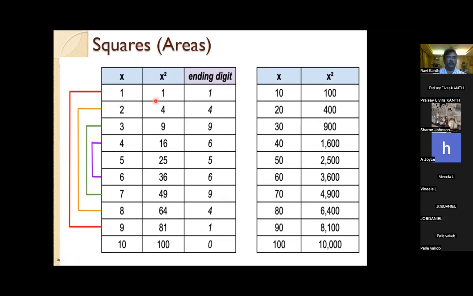Okay. 1 into 1 is 1. 2 into 2 is 4. Look at my cursor on the red on the screen. 3 into 3 is 9. 4 into 4 is 16. 5 into 5 is 25. 6 into 6 is 36. 7 into 7 is 49. 8 into 8 is 64. 9 nines are 81. 10 tens are 100.